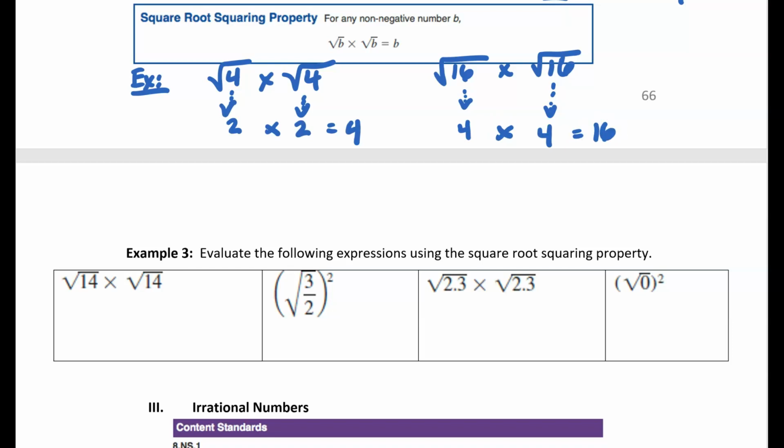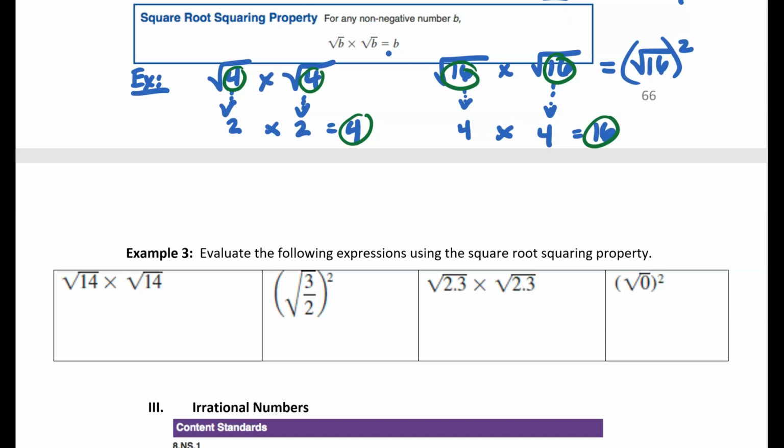So is that a coincidence that whatever number was underneath the square root is the answer? It's not a coincidence, because the other way to write this is the square root of 16 squared. And like I said at the very beginning when we were doing the Pythagorean theorem, square rooting and squaring are inverse operations, so they cancel each other out. So that square cancels out that square root. So in general, the square root of b times the square root of b is just b.